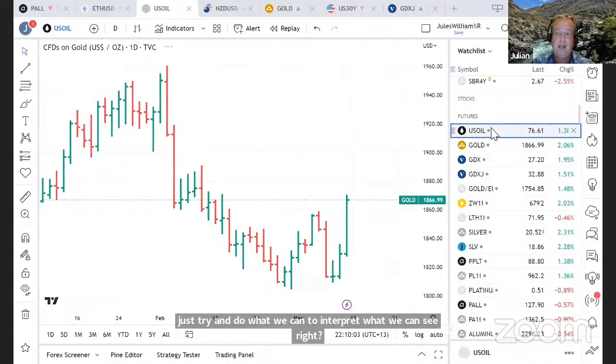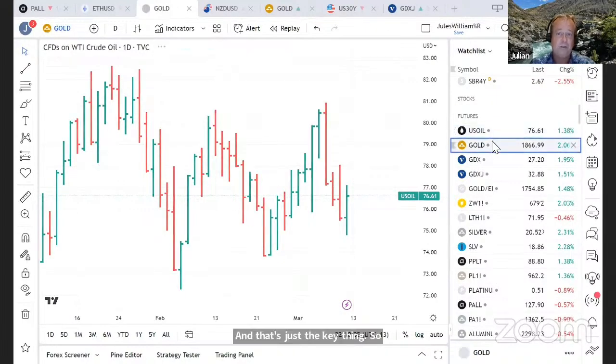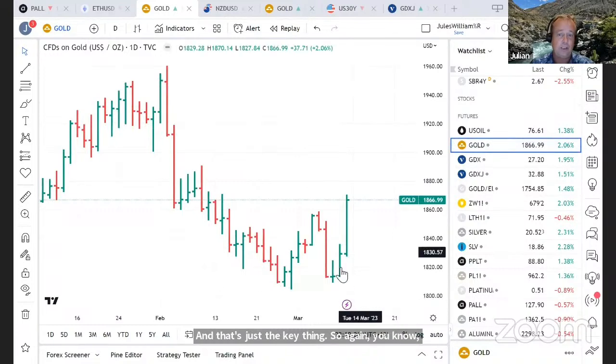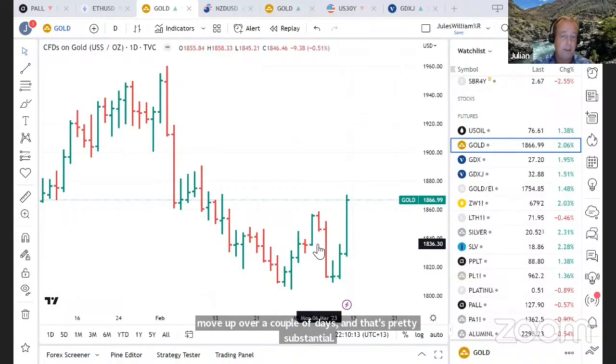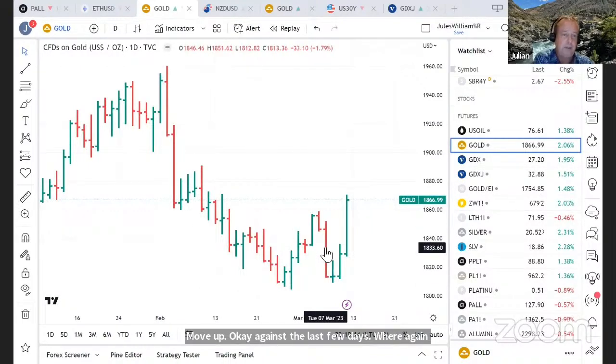So again, nothing happened in oil. Look at what happened in gold, right? You see this big move up over a couple of days. And that's a pretty substantial move up, okay, against the last few days where, again, people are probably short, on the wrong side of the boat, and now they've had to cover quickly. Chloe, that's it from me.